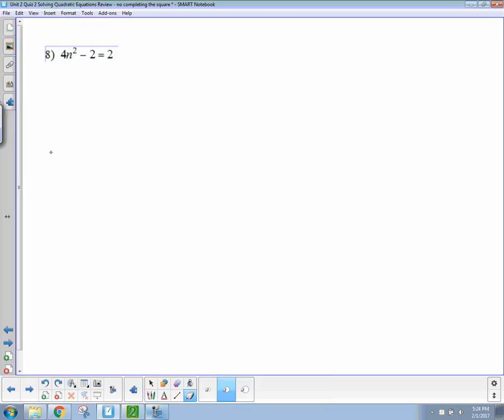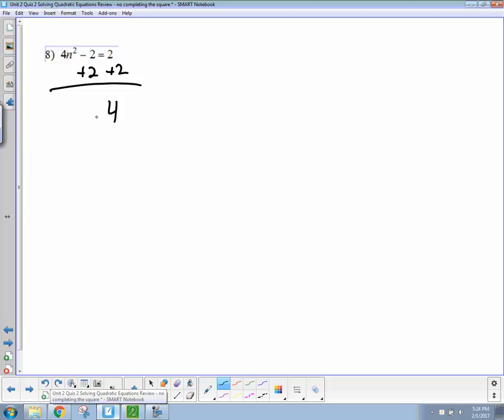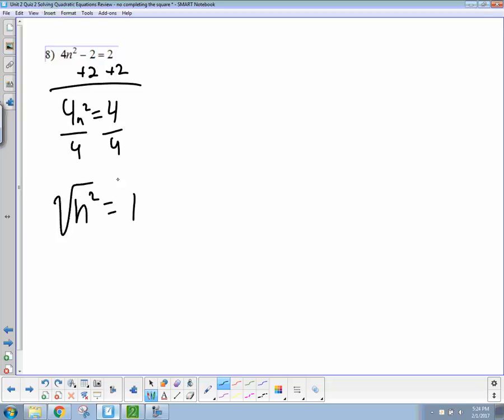Okay, now I'm going to try it. Add 2. 4n squared divided by 4. N squared equals 1. Take the square root. You get n equals plus or minus 1. Boom.